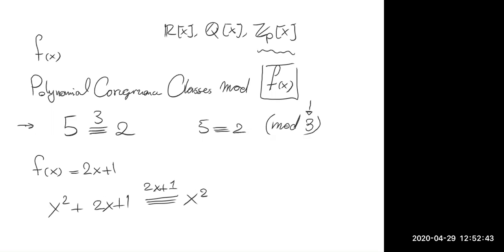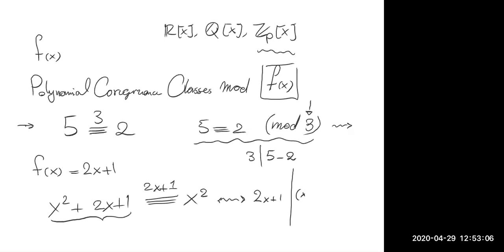Just like the case for integers, what we mean by this notation, 5 congruent to 2 mod 3, is that 3 divides 5 minus 2. That's the same thing here. Here it's correct if and only if 2x plus 1 divides what we have on the left-hand side, x squared plus 2x plus 1, minus what we have on the right-hand side, which is x squared. This subtraction is 2x plus 1. 2x plus 1 divides 2x plus 1. So this is a correct statement.